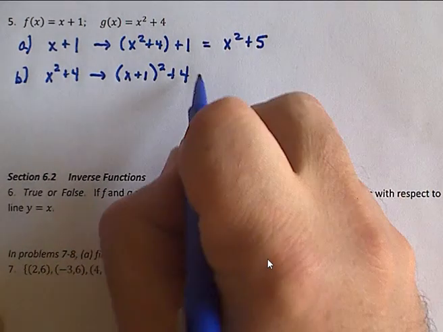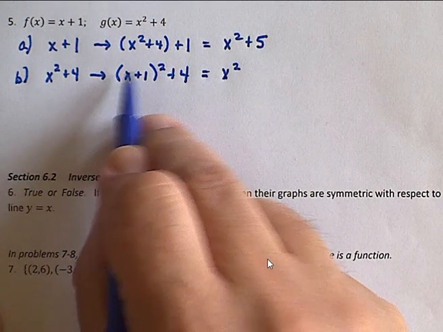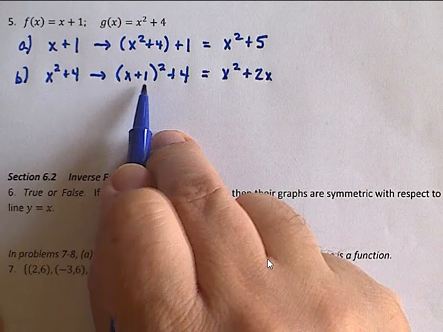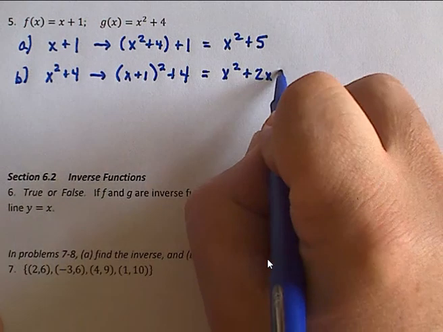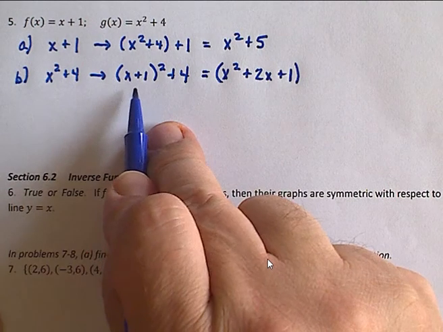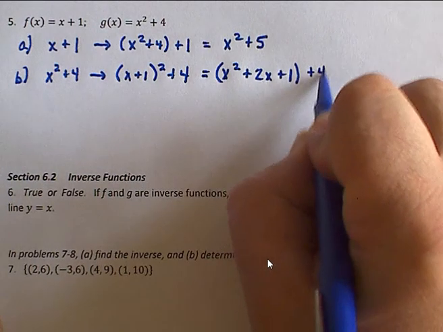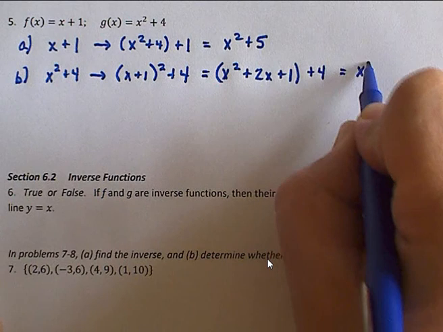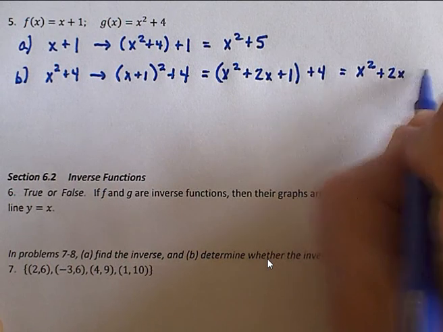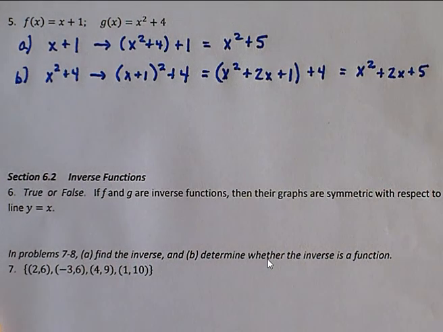So when I FOIL that, I get x squared. On the outside and inside, I get 1x, and when I add them, I get 2x. And then multiplying 1 times 1 is still a 1. Okay? So x squared plus 2x plus 1, that's what you get when you square the binomial x plus 1. Bring down the plus 4. And again, combine the like terms. So when you take g of f of x, that's what you get there.